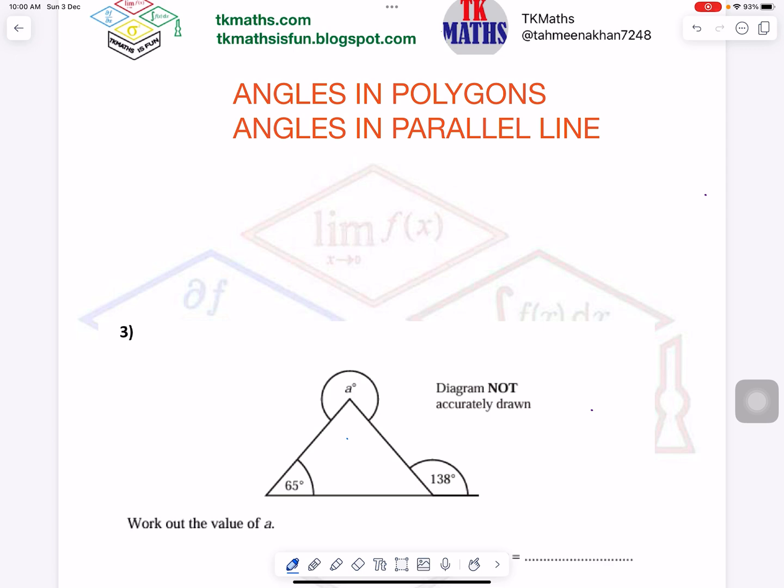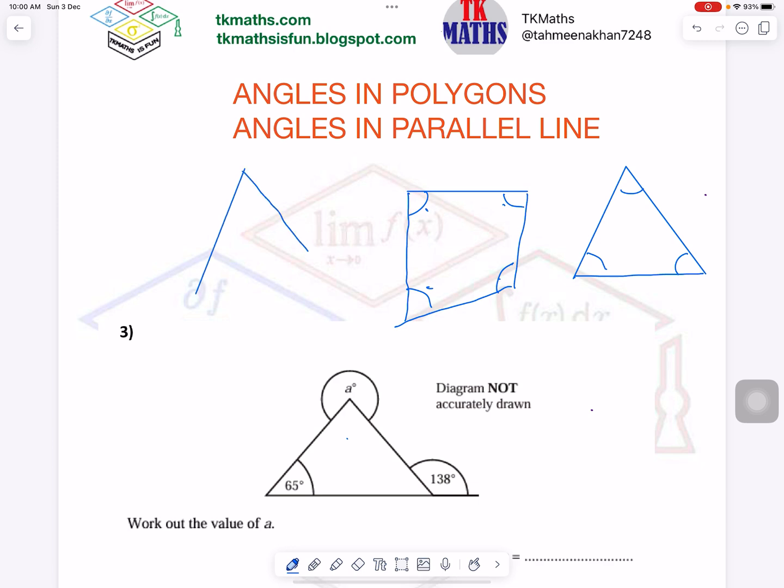So in the last video, we saw that the sum of angles in a triangle is equal to 180 degrees. And the angles in any quadrilateral are equal to what? 360 degrees. So if you add up the angles in a quadrilateral, the sum of these 4 angles is 360 degrees, and in a triangle, the sum of 3 angles is 180. We also saw that if 2 sides are equal, then the angles opposite to them are also equal.